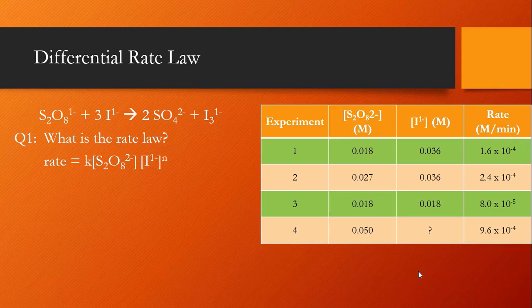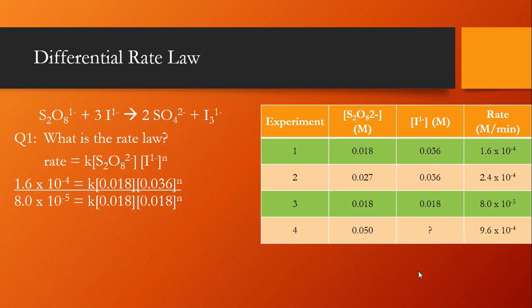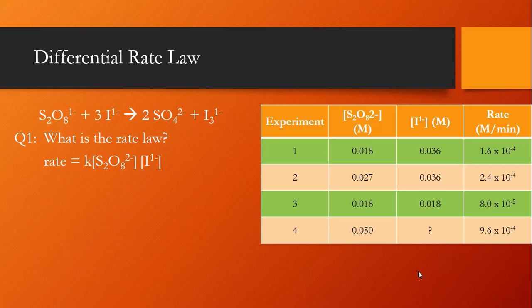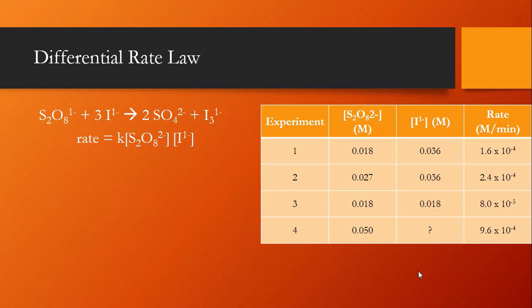You set it up so that the higher rate is the numerator, the lower rate's in the denominator. You cancel out what can be canceled out, do the math on what remains, and here you get 2 equals 2 raised to the n. So obviously n equals 1. You put that in up there, but once again we don't write the ones. So we would say the rate is equal to K times the concentration of S2O8 2 minus times the concentration of iodide ion. So we can put that under the knowns.